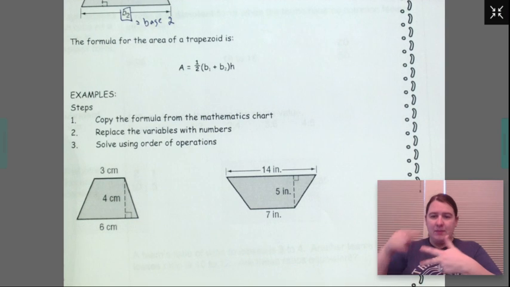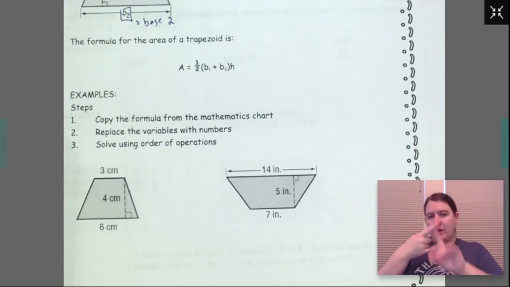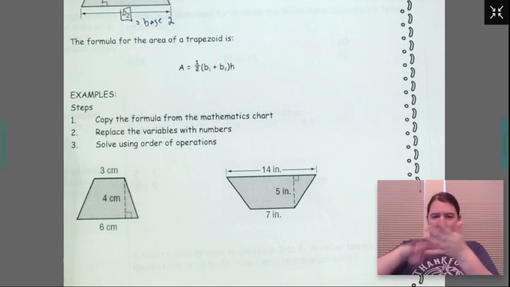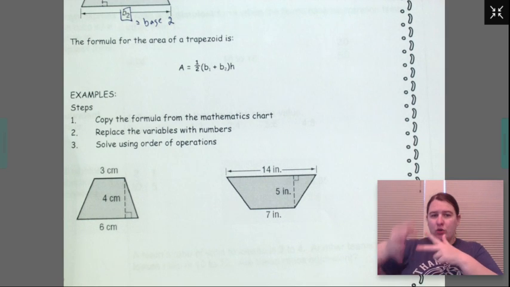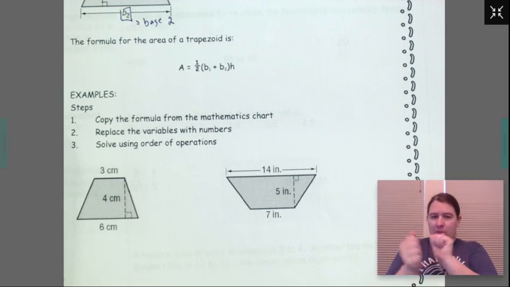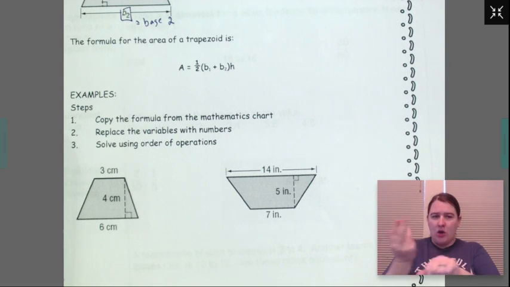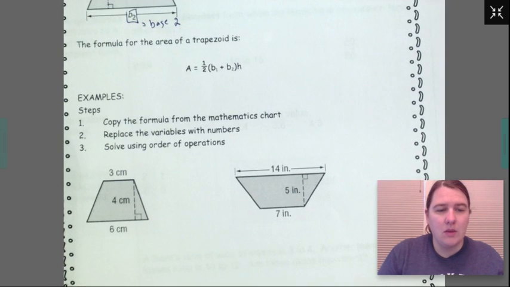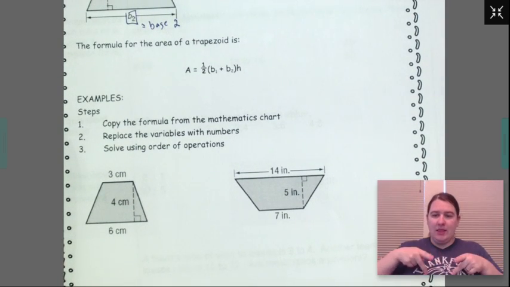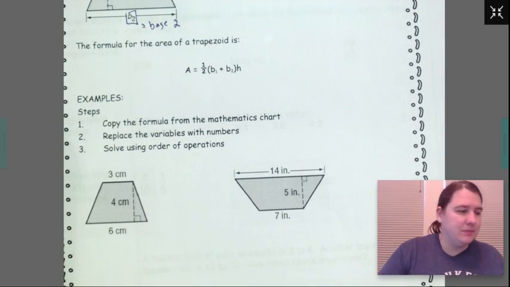Okay, our 3 steps. Number 1, you're going to copy the formula from your mathematics chart. 2, you're going to replace the variable with numbers. And 3, you're going to solve using your order of operations, your steps, PEMDAS. Okay, so let's try it.